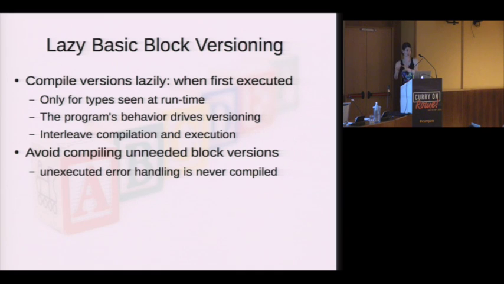So we install stubs and we uninstall them when the stubs are executed. And by doing this, we can avoid compiling unneeded block versions. So for example, if you have some code that throws an exception, but at runtime that code is never executed, then we will never generate machine code for it. And we will never pollute type information based on an exception that is never shown, for instance.